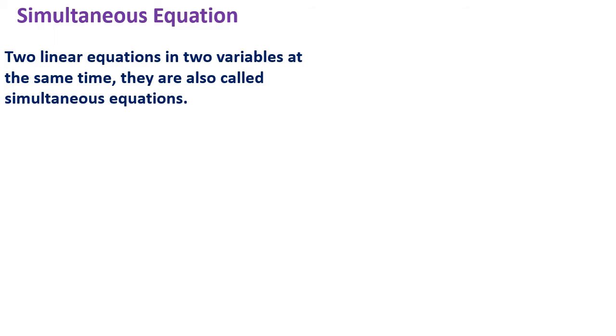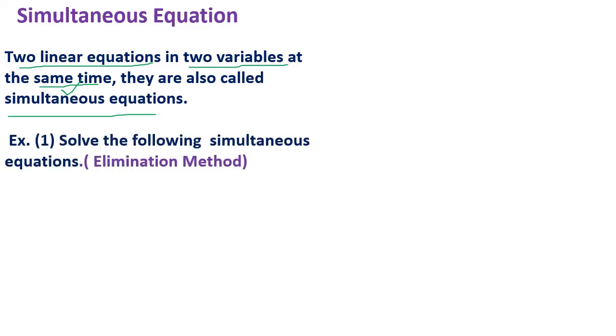Another concept you should remember is about simultaneous equations, just like the name indicates, equations at the same time. What is that same time? Two linear equations are there and two variables are there, which we already know, and we are considering two linear equations at the same time. Then we call it simultaneous equations. You have an example here from my side to understand how to deal with simultaneous equations.